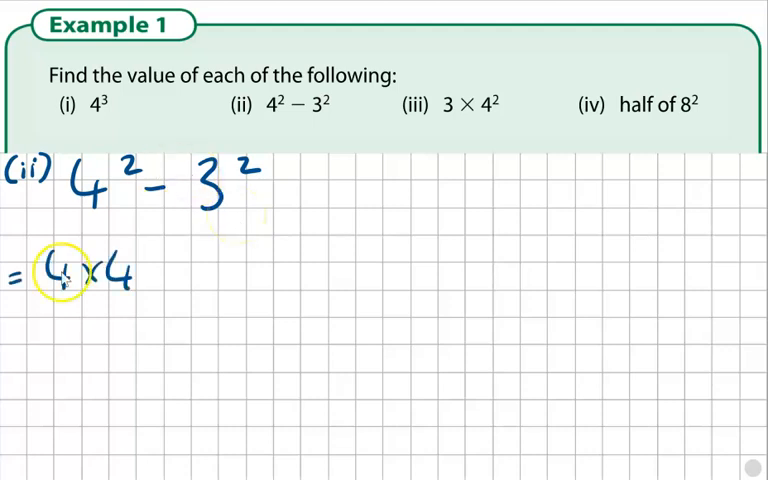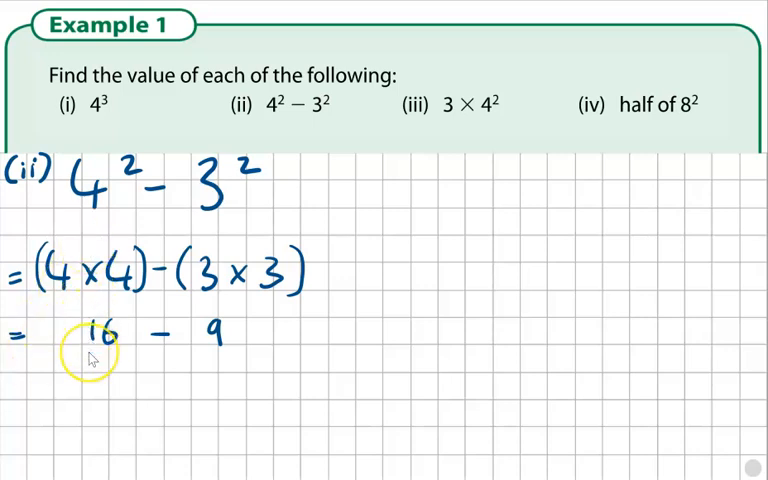Well, 4 squared is 4 times 4. We bring down the minus. And then 3 squared means 3 times 3. Now notice that I've put brackets around them. This is because if we just wrote the minus here, and then 3, and then multiplied by positive 3, we would end up sticking the minus onto the 3. So we just have to be careful that we don't apply the minus where it's not meant to go.